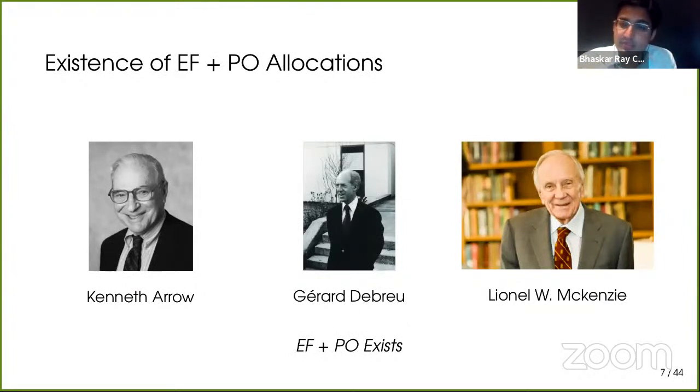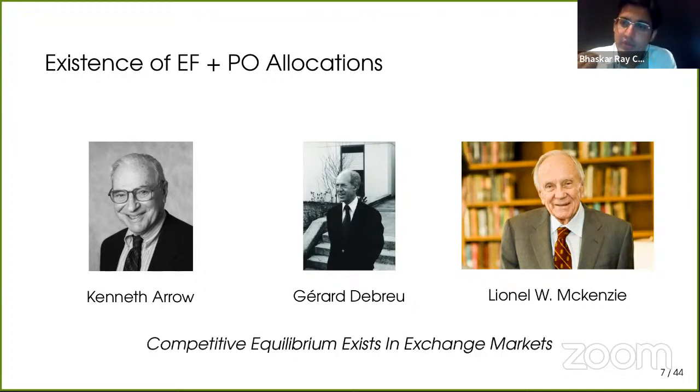And this is one of the most seminal results in mathematical economics, elaborated in the Nobel Prize laudation of Arrow and Debreu. And this was also found independently by Lionel McKenzie. So they prove that envy-freeness and Pareto optimality can be guaranteed for concave utility functions. And they show it through the existence of a notion of so-called competitive equilibria in exchange markets. Exchange markets is a very general economic model, and they show the existence of a market equilibrium, and this would imply the existence of envy-free and Pareto optimal allocations.